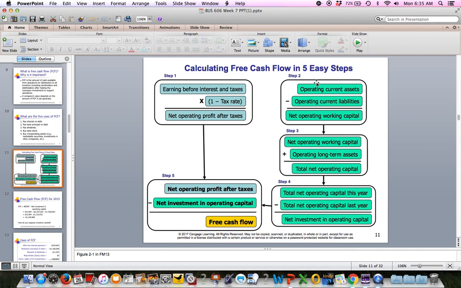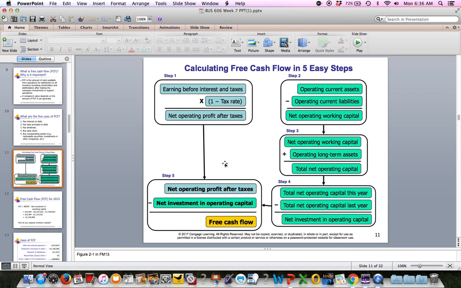Then over on the right is another way to do it. Your changes in current assets and current liabilities is your change in net operating working capital. That's step 2, and step 3 is that net operating working capital plus your investment in operating assets is your total operating capital. Then you look at your change in that. You look at your net operating capital for 1 year, subtract last year's, and that's your net investment in operating capital. Then you take your NOPAT, and over on the right you bring in your change in investment in operating capital, and that's your free cash flow.